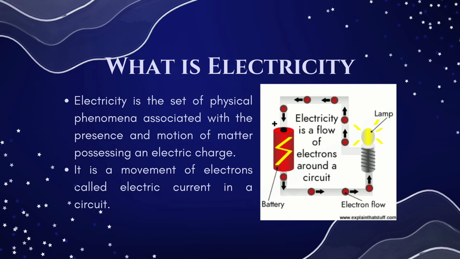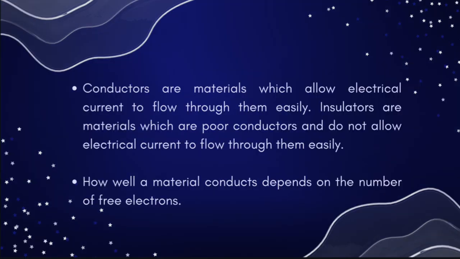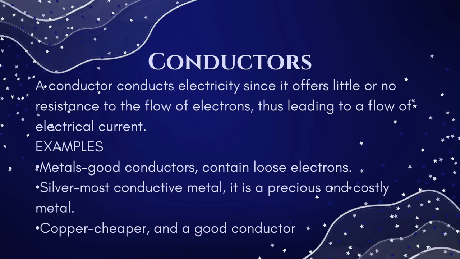So that is electricity. Some materials are good at passing current through them and some materials block the current, and these materials are called conductors and insulators. Conductors are materials which allow electrical current to flow through them easily, while insulators are poor conductors and do not allow electrical current to flow through them easily. How well a material conducts depends on the number of free electrons. For now, let us learn about conductors first.